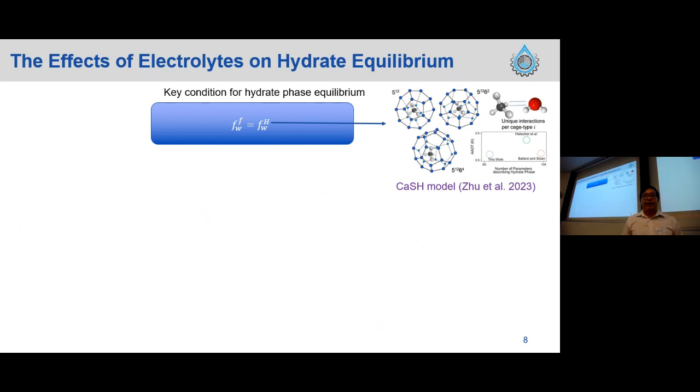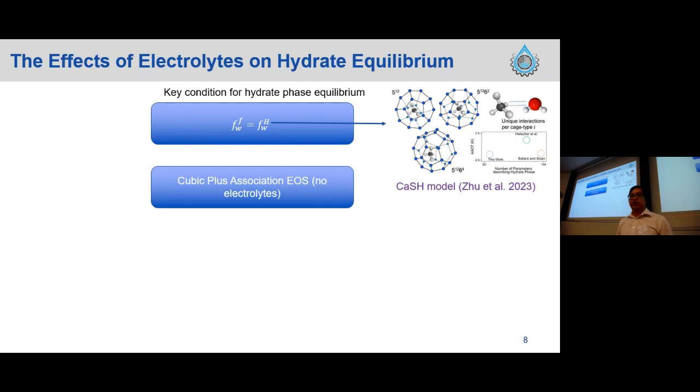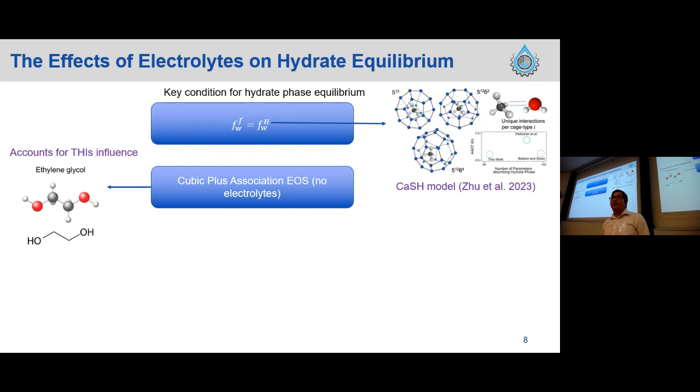And alongside the CAS model, we use the cubic plus association equation of state to model the fluid components. We use this because that is the best model to account for molecules that hydrogen bond in mixtures. The cubic plus association equation of state can also account for the effect of thermodynamic hydrate inhibitors such as ethylene glycol, known as MEG, or methanol, but there's currently no way for it to capture the effects of electrolytes. And so how do electrolytes themselves interact with the water viscosity in the fluid phase?